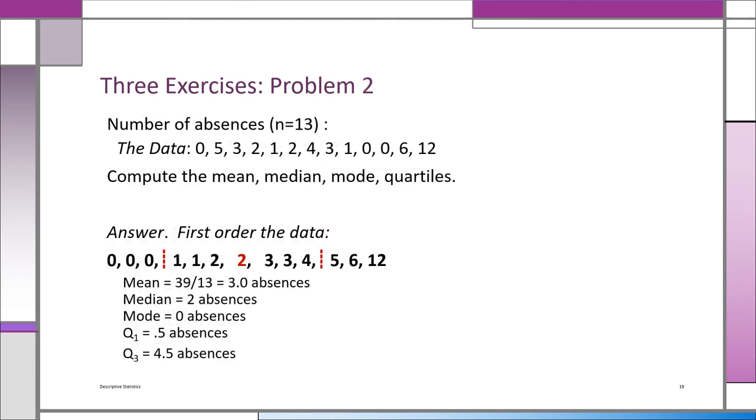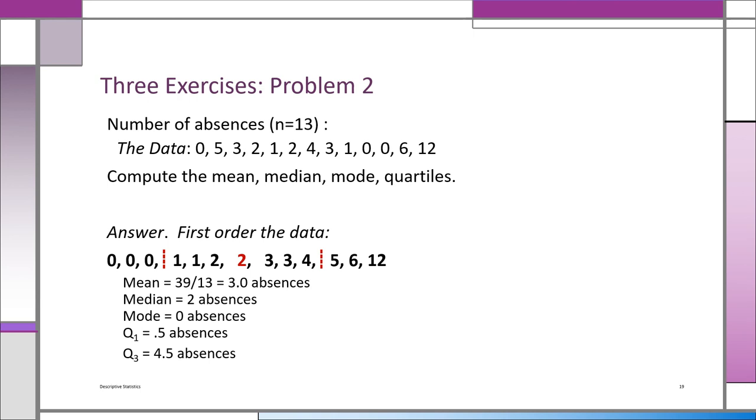From looking at absences, we took a sample of 13 people in the company, and the absences range from 0 to 12. First we order the data. The mean, add them all up, 39 over 13, 3.0 absences. That's the sample mean. The median, since N is 13 and odd, the middle value is 2. It's red to show you that's the middle value. The median is 2 absences. The mode, the one that showed up most, was 0 absences.